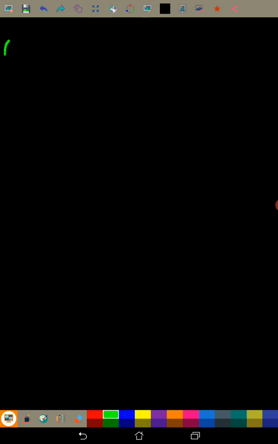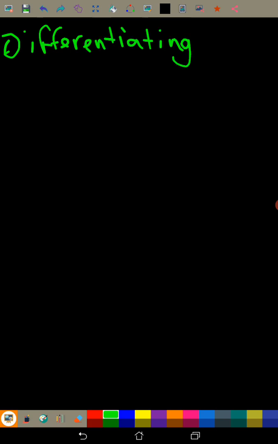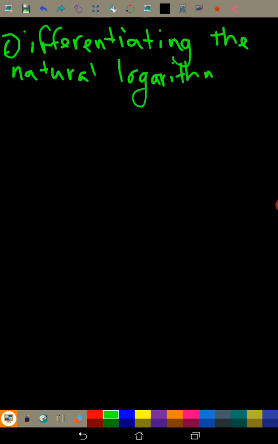So today we're going to learn about logarithmic function, how to differentiate logarithmic function. So let's take something to write. So here it is. Differentiating the natural logarithmic function. So that's what we're going to learn.